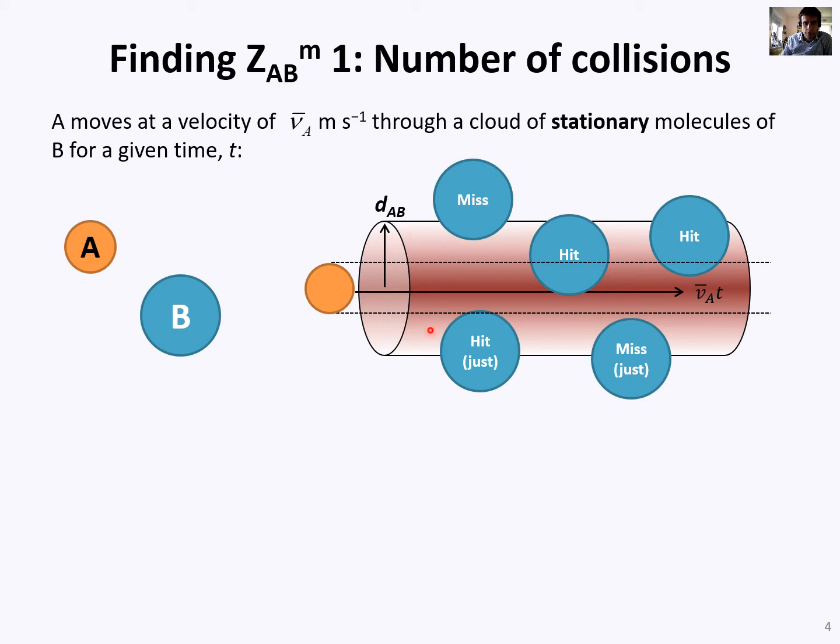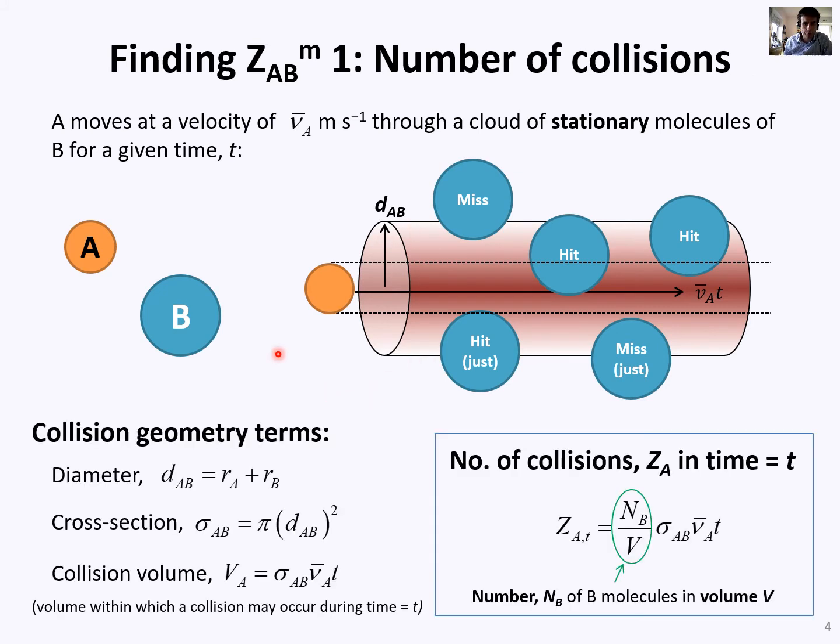But anyway, this is how we define the collision volume that we've got. Okay, so key collision geometry terms. First and foremost, we have a collision diameter, which I mistakenly referred to as a radius a minute ago, but it's a diameter because basically it's two radii added together. It's a bit confusing because the collision diameter is actually the radius of this cylinder here, the collision volume.